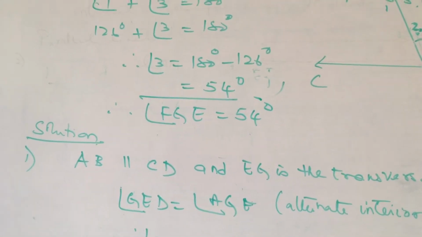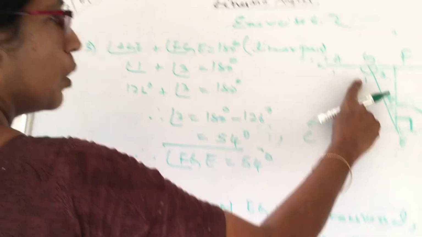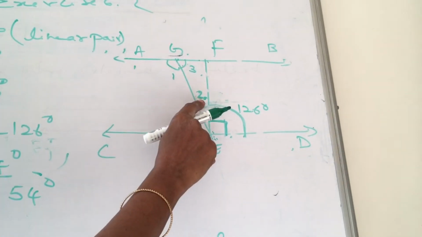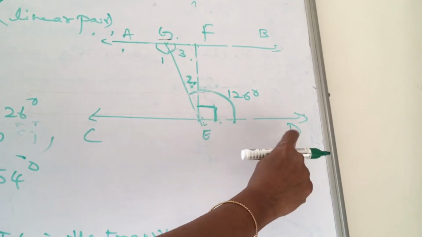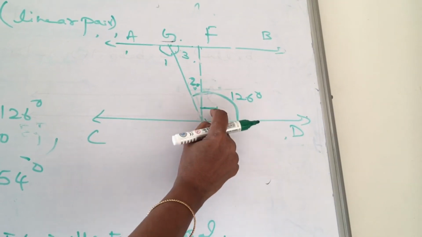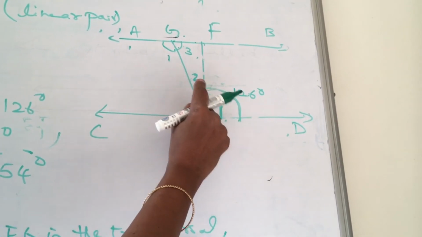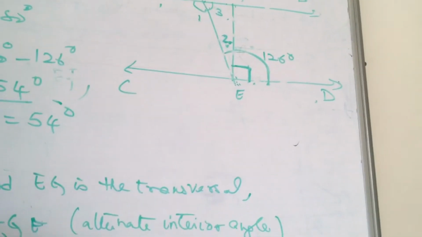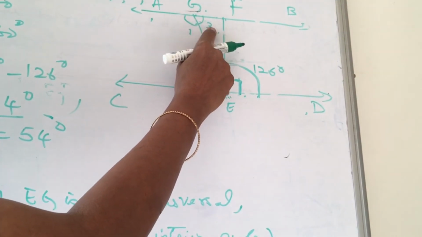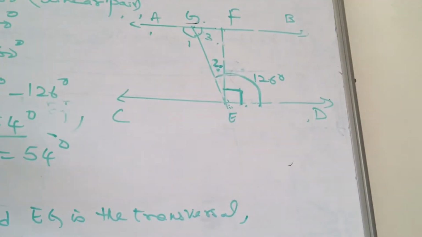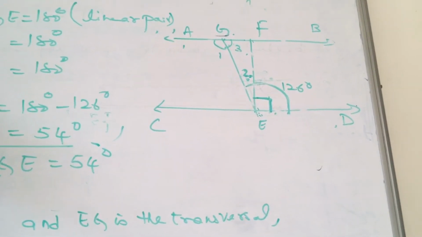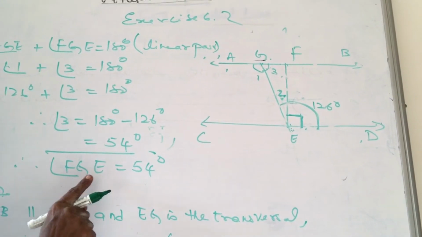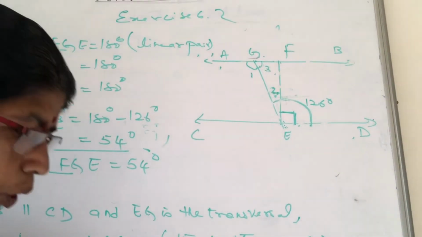Hope you have followed, girls. First bit, I used alternate interior angles are equal. Second bit, to get angle 2, this full angle GED is 126. What is this symbol, children? 90. What will be the remaining part? 126 minus 90, that is 36. Third one, what are 1 and 3? They form a linear pair. Angle 1 is 126 degrees. Angle 3 is 54 degrees. Therefore, angle FGE is equal to 54.